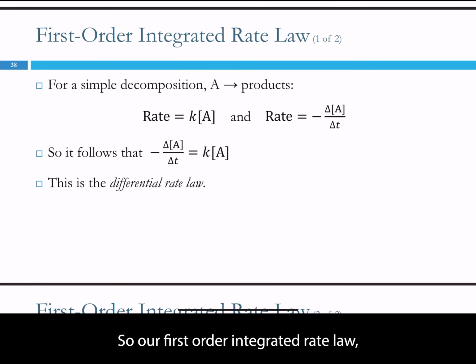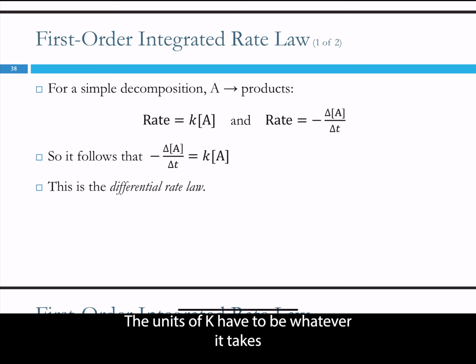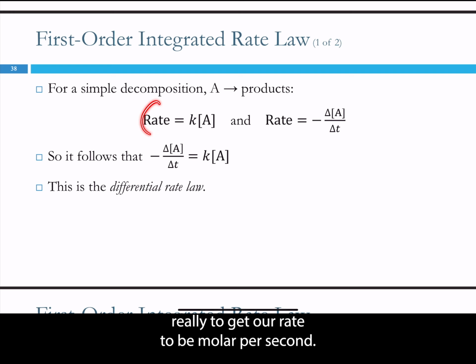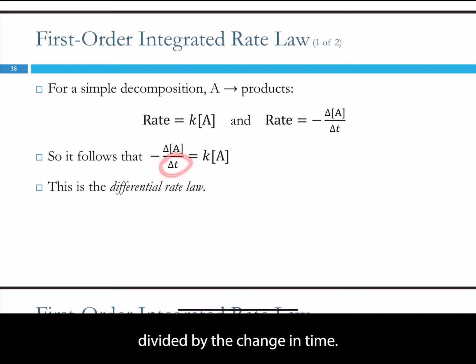So our first order integrated rate law, start with the differential rate law. And really, whenever we see rate, remember we talked about units of K. The units of K have to be whatever it takes really to get our rate to be molar per second. And that's because it's the change in concentration divided by the change in time. And for a reactant, that'll be negative.